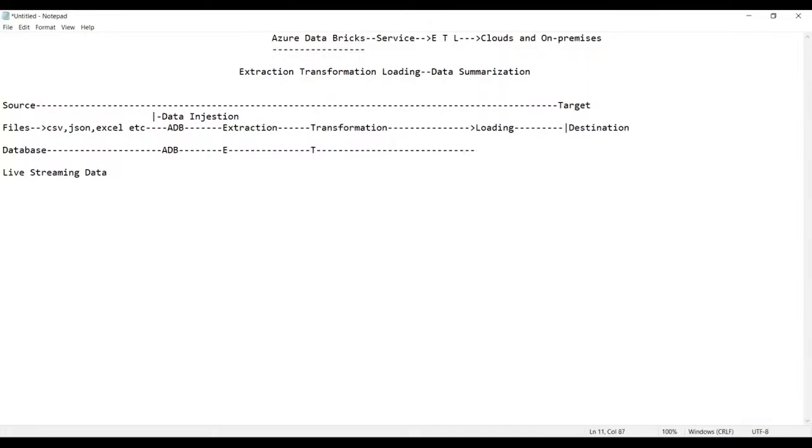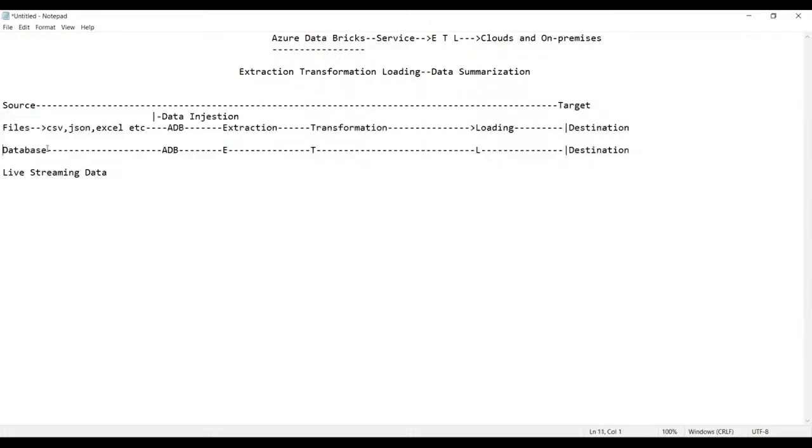Loading is the final process, loading the data into the destination. Destination is the actual target. Destination, guys, is nothing but the actual target you have. Getting my point, all of you?